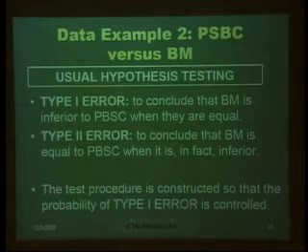Let's look at the errors. When I state those hypotheses, my type 1 error would be to conclude that bone marrow is inferior to peripheral blood when they are equal. And the type 2 error would be to conclude that BM is equal to PB when it is inferior. And the test is constructed so that the probability of type 1 error is controlled.